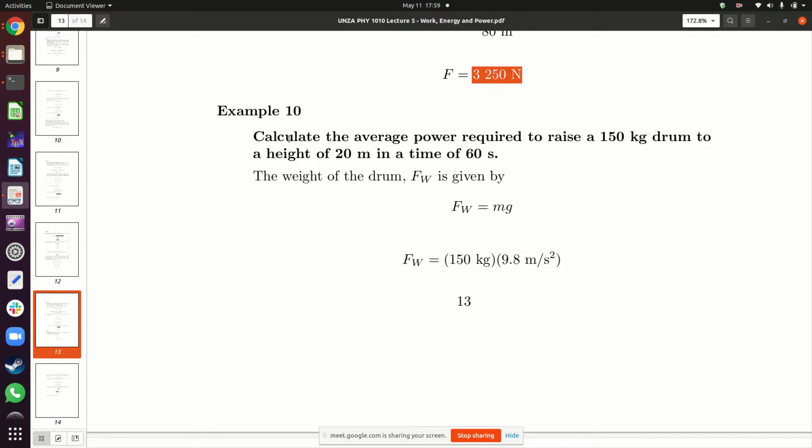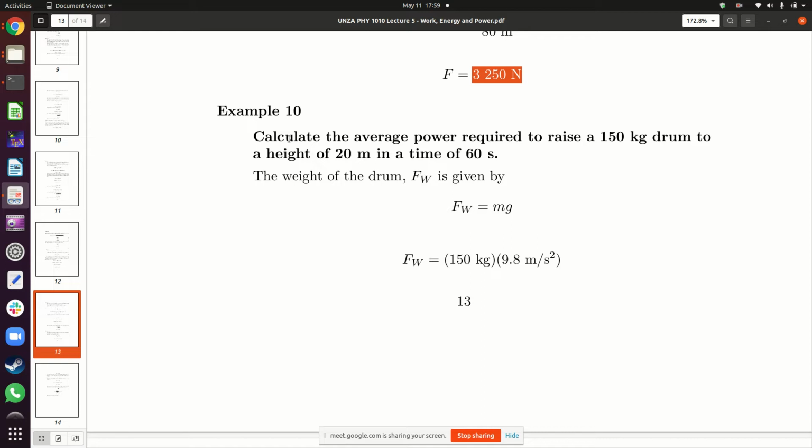Calculate the average power required to raise a 150 kg drum to a height of 20 meters in a time of 60 seconds. So if you have got a 150 kg drum, then you raise it through a height of 20 meters. It means that this particular drum gains gravitational potential energy. And how did it gain this gravitational potential energy? It's because you lifted it.